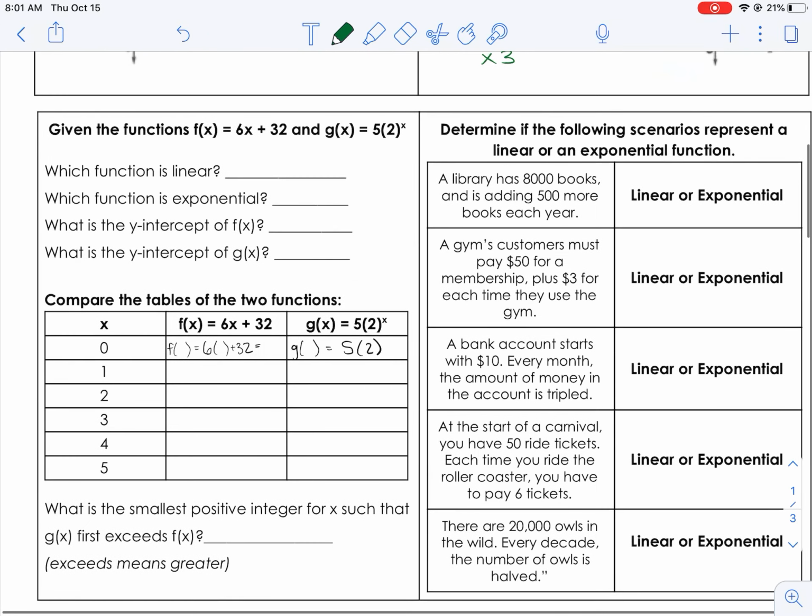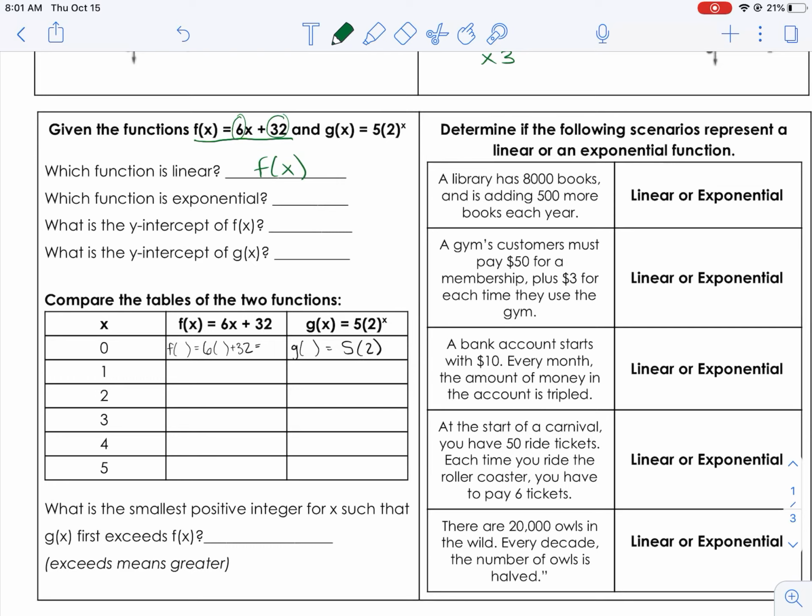The next part of this, we're going to compare some functions. So given f of x and g of x, which is linear? So we should be able to look at this and say, okay, I know that f of x is in y equals mx plus b. I see that 6 is my slope and 32 is my y-intercept. So I know that that is a linear function.